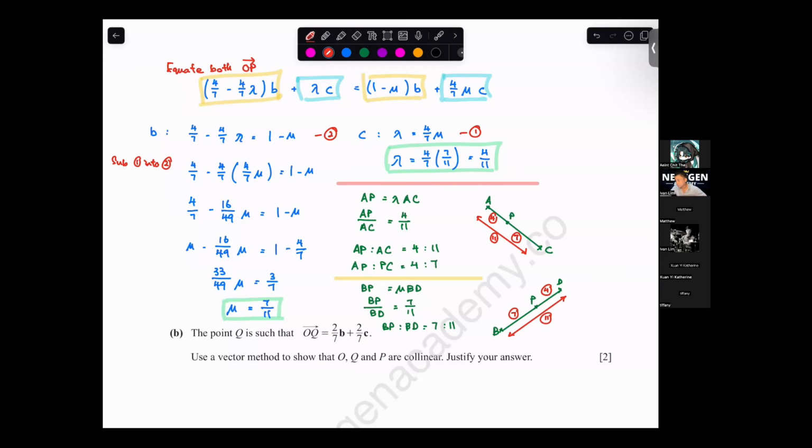What do they want us to do? We can go the other way to explain, because they want us to explain in the ratio 4 to 7, right? So you do it like that, DP to PB. DP to PB is equal to 4 to 7.